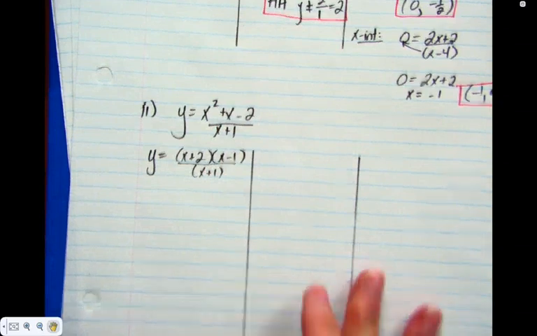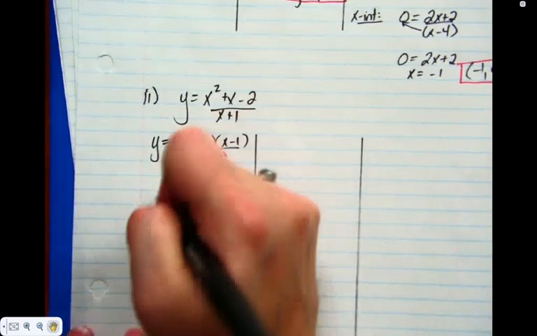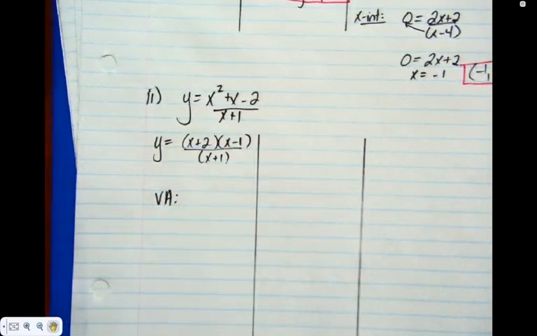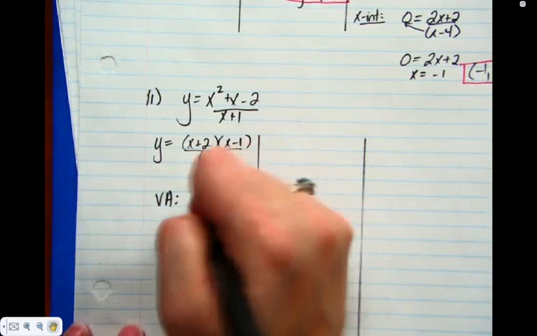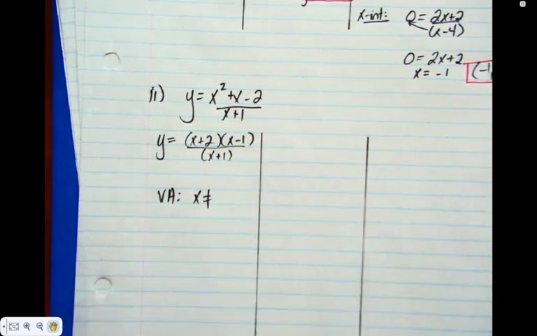What's the conclusion about the bottom? Can't cancel, so it's a vertical asymptote. X does not equal -1.